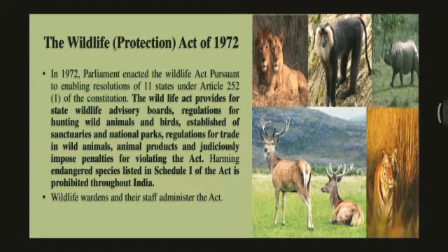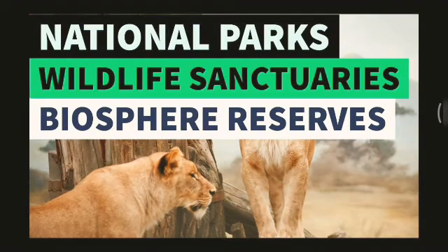Now, for example, long-tailed macaw, Nilgiri langur, red panda, Kashmir stag, black buck, great Indian bustard, snow leopard, and Indian hornbill are a few endangered species that need to be protected. And for these, a number of national parks, bird and wildlife sanctuaries, and biosphere reserves have been set up in many states to protect them and provide them a natural habitat. Now children, there are a total of 89 national parks, 499 wildlife sanctuaries, and 18 biosphere reserves in India.